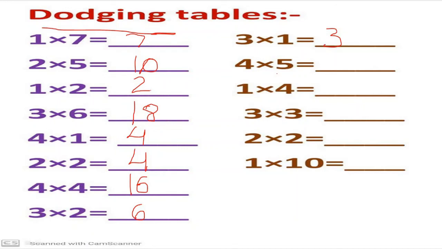4 fives are. Here we have to start counting from the table of 4. 4 ones are 4. 4 twos are 8. 4 threes are 12. 4 fours are 16. 4 fives are 20. Isn't it interesting? This is very interesting for me, my dear. Okay. 1 fours are. Should I start counting from 1 ones are? No. You all are my brave students. 1 fours are 4. Very good.